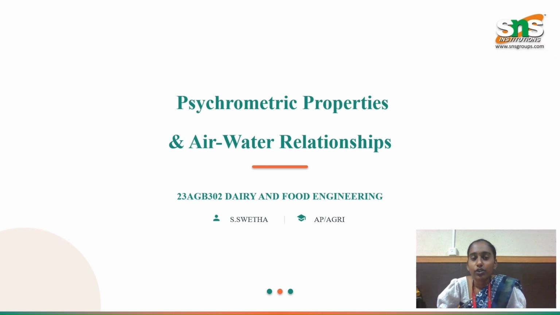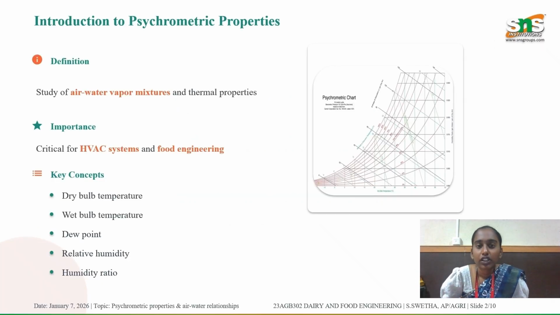In this video, we are going to see about psychrometric properties of the air-water relationship. As we all know, psychrometrics is nothing but the relationship between air and water. It comes under the subject of dairy and food engineering. So, what are the psychrometric properties? It is a study of air, water, vapor mixtures and thermal properties like electrical conductivity, diffusivity, etc. It is generally important in HVAC systems, like heating, ventilation, and air conditioning systems, and in food engineering.